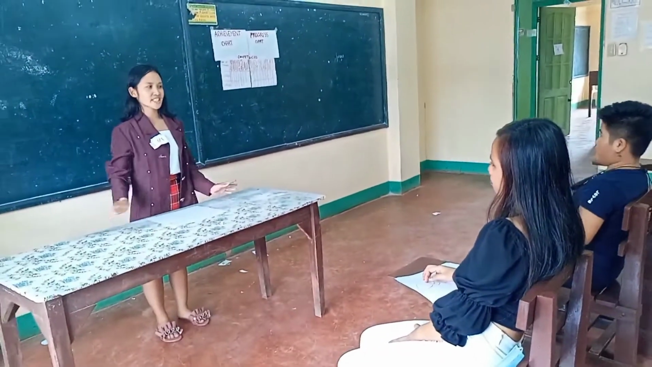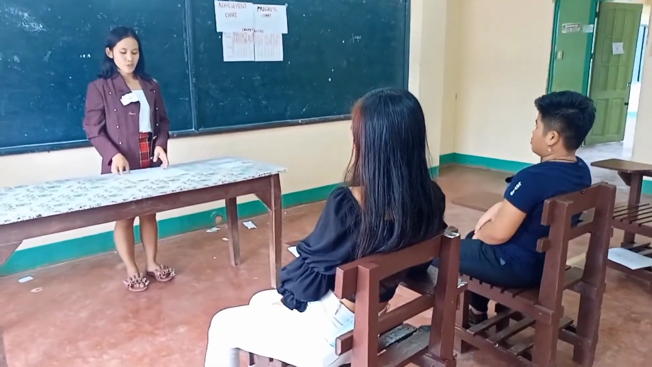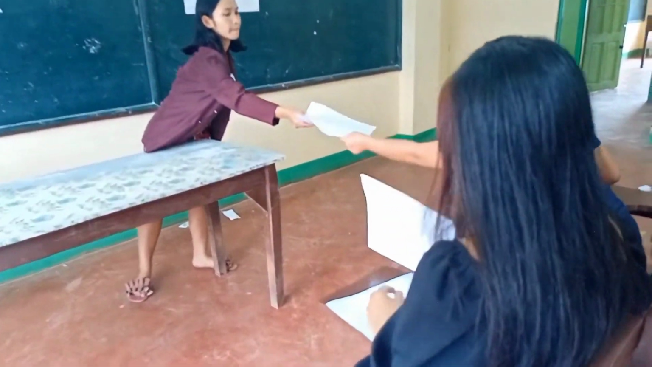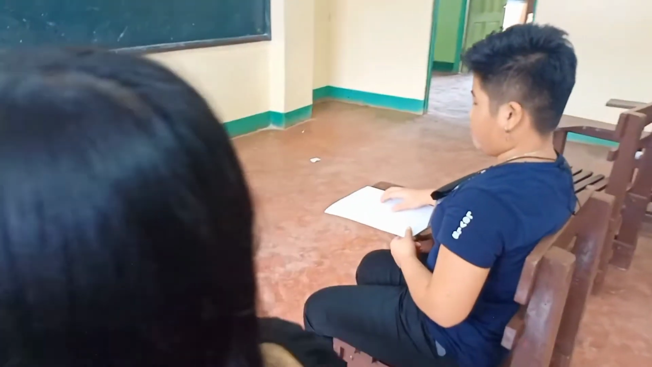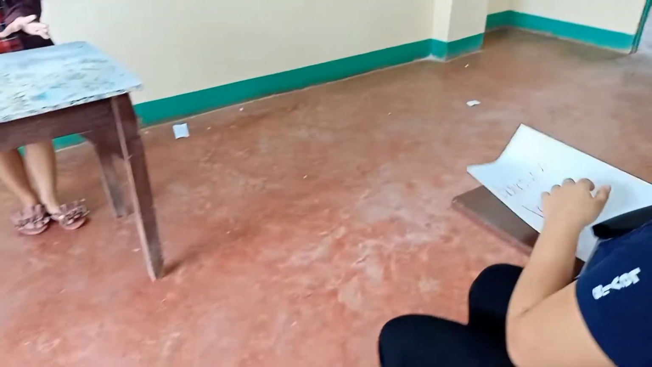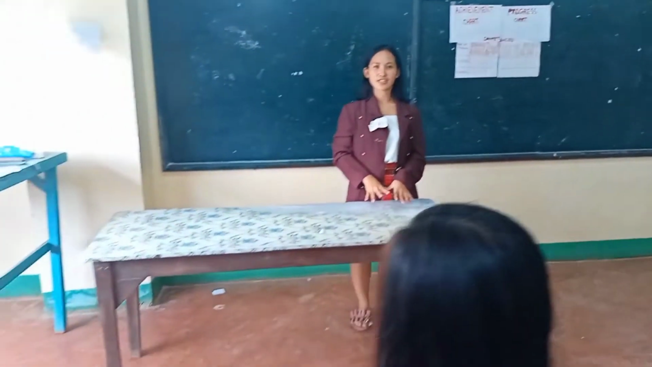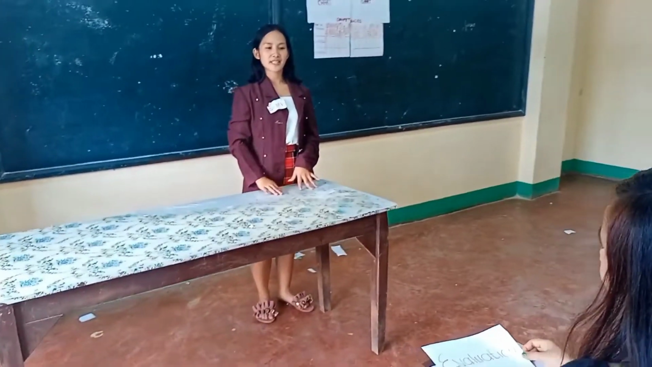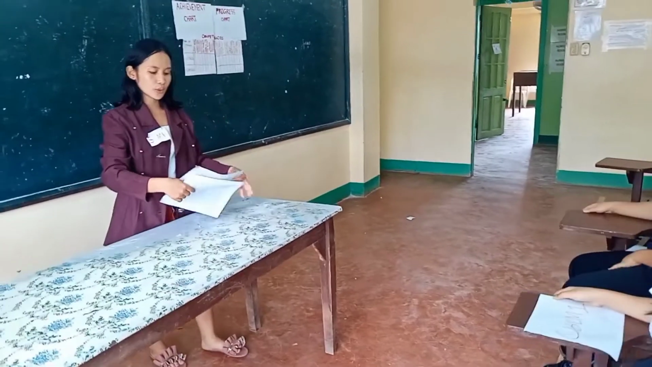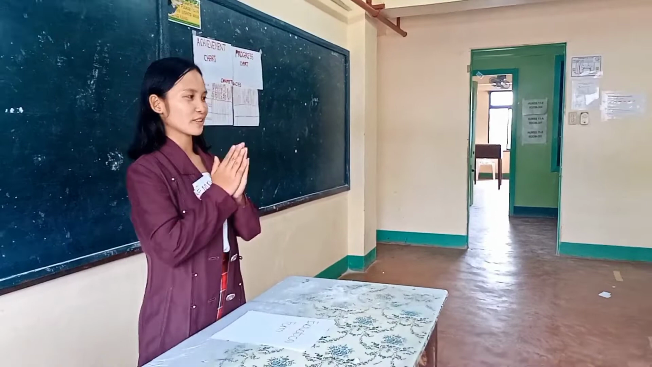So the last activity we do is I will give you the evaluation form. So here's the evaluation form. Okay, so I assume that you've done answering the evaluation form. Please submit it to me. Okay, thank you. Please give a round of applause for yourself.